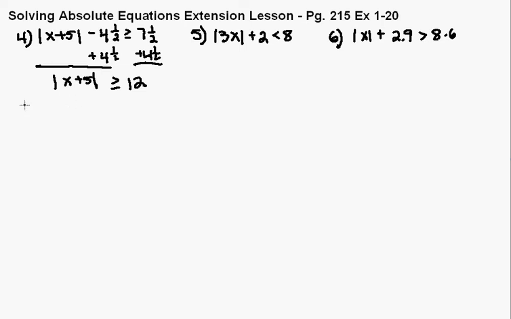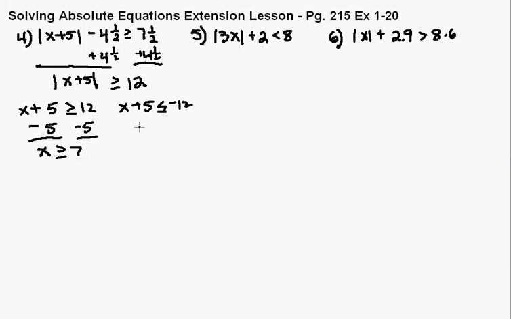This now turns into two inequalities. We have x plus 5 greater than or equal to 12. We also have x plus 5 less than or equal to negative 12. And now we solve for both inequalities. On this one, we're going to subtract 5 from both sides of the inequality, and we're left with x is greater than or equal to 7. Subtracting 5 from both sides of this inequality, now we have x less than or equal to negative 17.